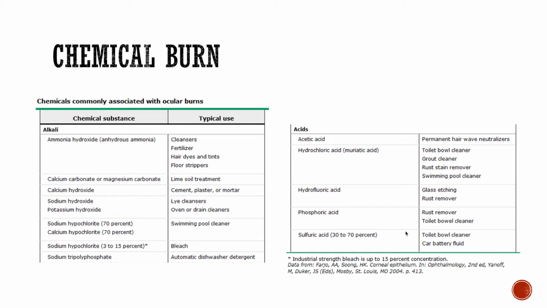Swimming pool cleaner can be either alkaline or acidic, and then some of your common alkaline substances are the oven cleaner, drain cleaners. Bleach as well. Something to keep in mind is household bleach is obviously much less potent compared to industrial bleach, but that's also a key question to ask. Typically it is going to be just regular household bleach, but the industrial one can have a significantly higher percent concentration, up to 15%.